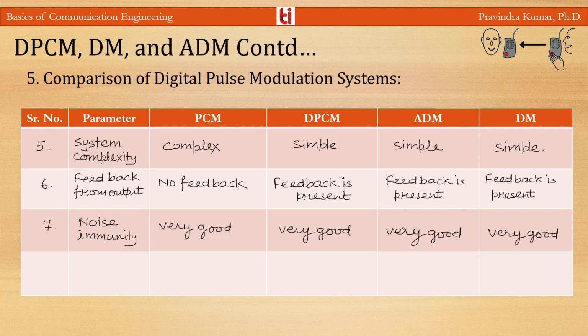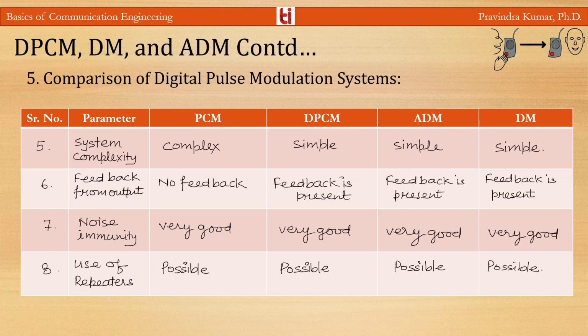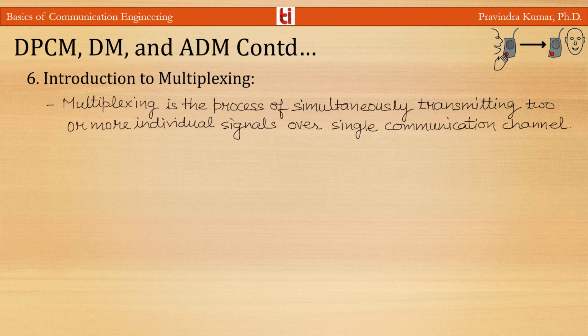And if we talk about the noise immunity, in PCM the noise immunity is very good. Actually, in PCM, DPCM, ADM and DM the noise immunity is very good. And as for the use of repeaters, in PCM, DPCM, ADM and DM there is a possibility to use repeaters because of digital modulation techniques. Now we discuss the introduction of multiplexing.